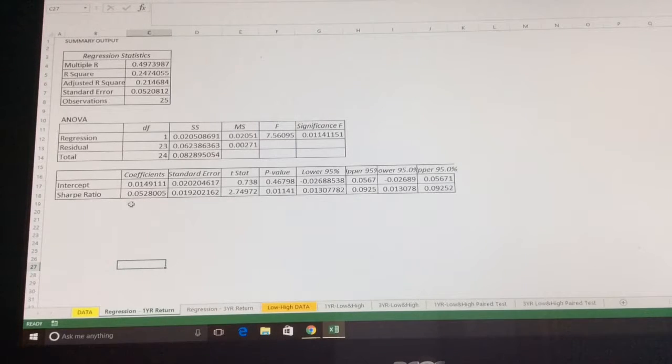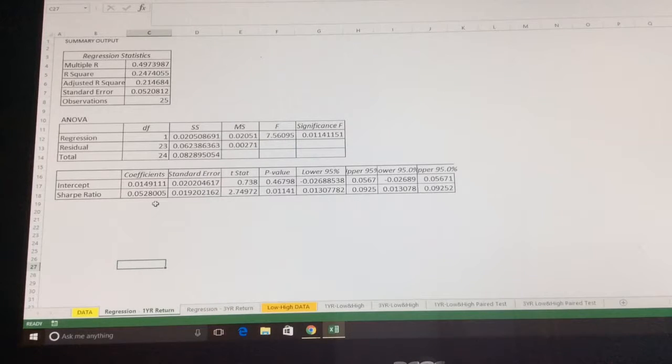So the Sharpe ratio here, basically what we're arguing is that the higher the Sharpe ratio, the higher the return. So basically we were expecting a positive number, and that's what we got here. Not a very high number, but a positive number here on the coefficient for the Sharpe ratio. So we were expecting a positive number based on our argument that the higher the Sharpe ratio, the higher the returns.